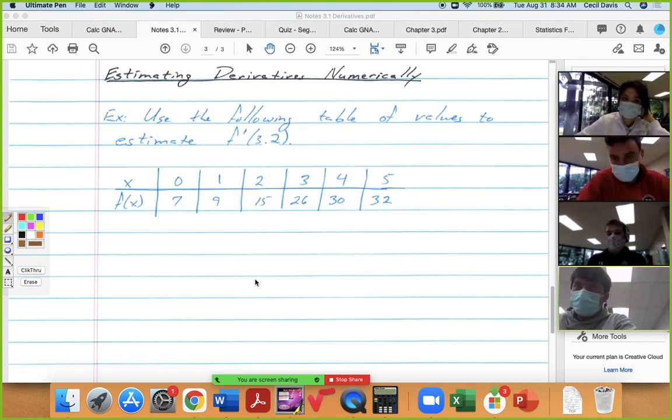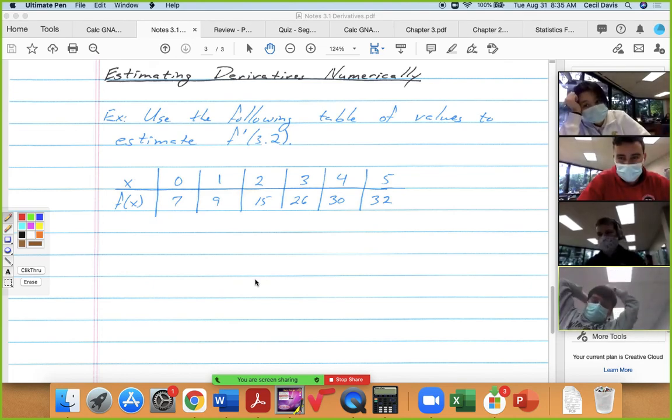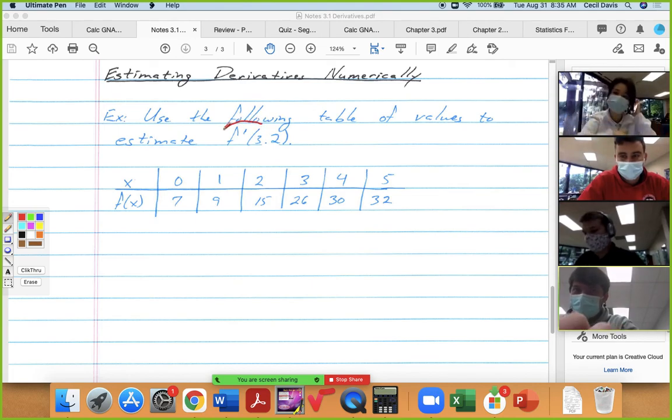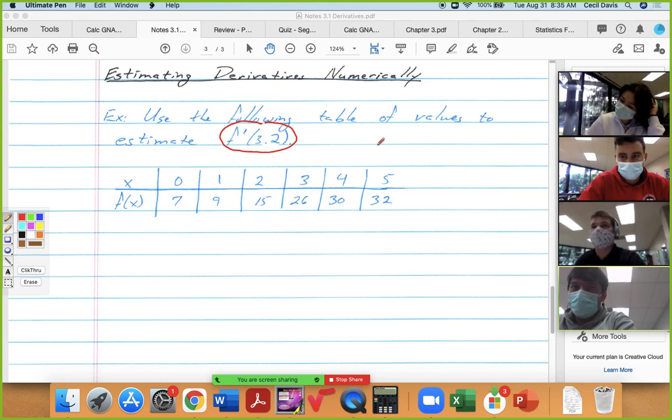Now, we can also estimate a derivative numerically. This is a very rough estimate. It says use the following table of values to estimate f prime at 3.2. I've seen this on the AP exam multiple times. It's an easy question if you know how to do it. If you don't know how to do it, well, you get it wrong. And if you don't get this one right, honestly, you're probably failing the AP exam anyway. Okay?